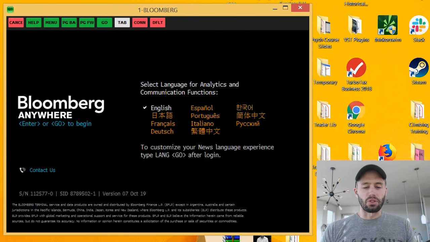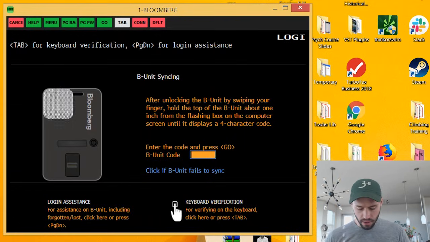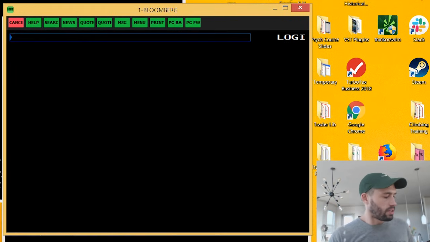So let me log in real quick. I'm going to show you guys how this works. All right, so now I'm syncing it up to the computer, holding it in front of that flashing light, and now it gives me a code. I type in the code, boom, I'm into the Bloomberg.